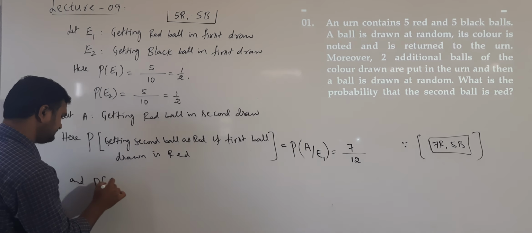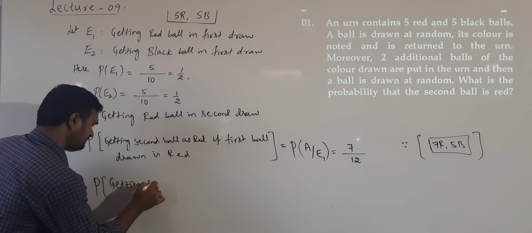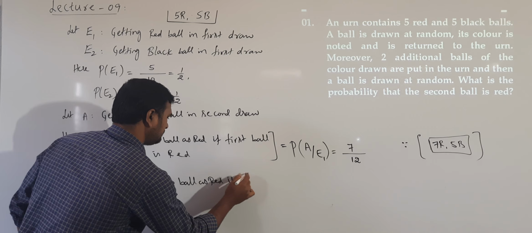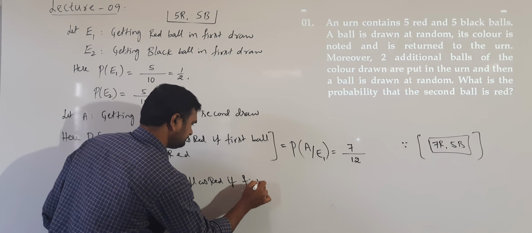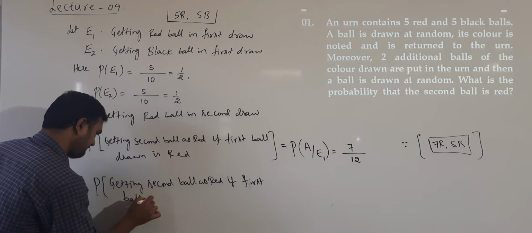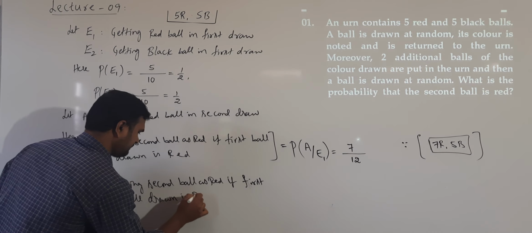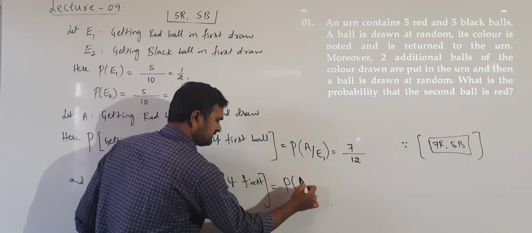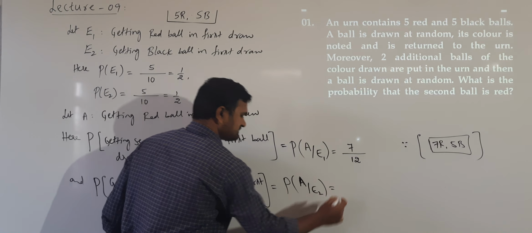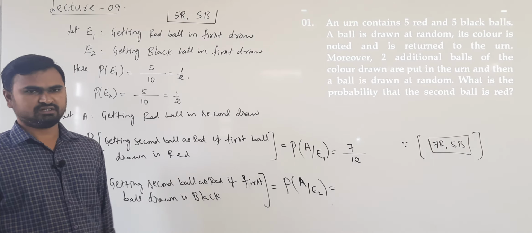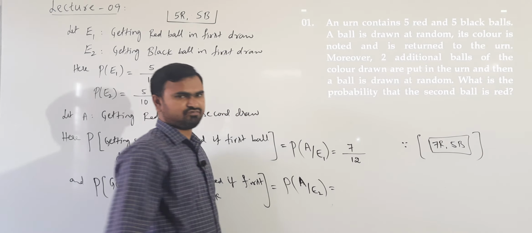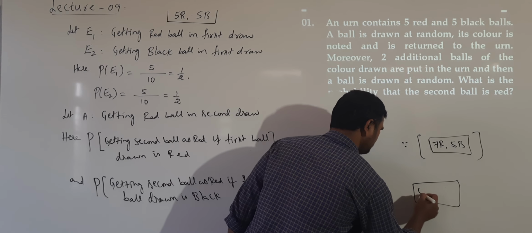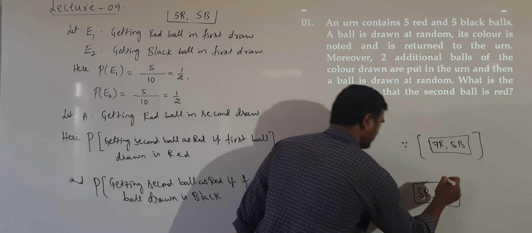So the probability of getting the second ball as red if the first ball drawn is black. What is the notation? Probability of event A given that the first ball drawn is black, so P of A given E2. Now when we draw a black ball in the first draw, we add two more black balls. Red balls remain the same, 5 only. Now there are 7 black balls.